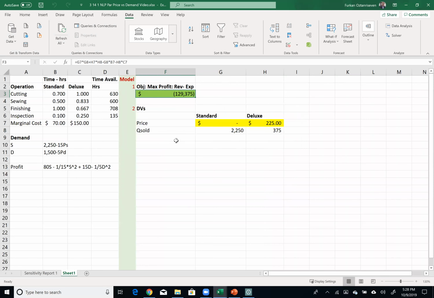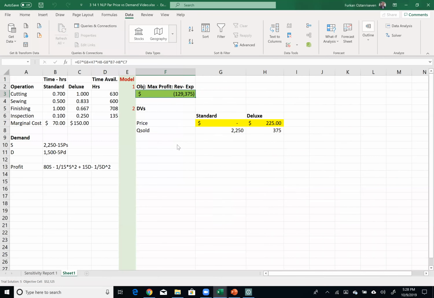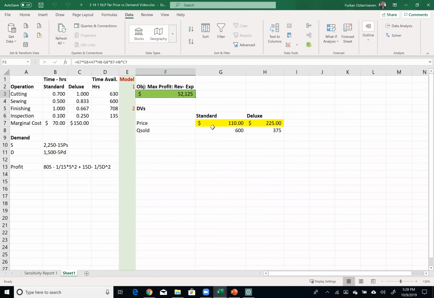Optimal solution found. Okay, so now what is going on? Still, I'm not getting the solution that I would like to get. Do I still have an issue? Okay, finally I got it. I think there was a problem with the solver. I just solved it again. Basically, I got the solution. So the best solution I can get is $52,125 profit by charging $110 for standard bags and $225 for deluxe bags. Perfect. But this is an upper bound.